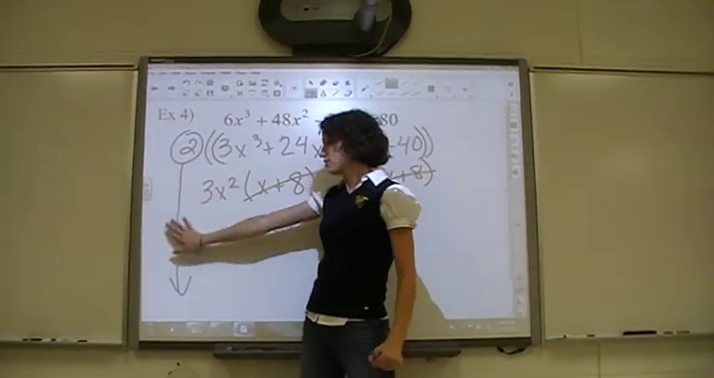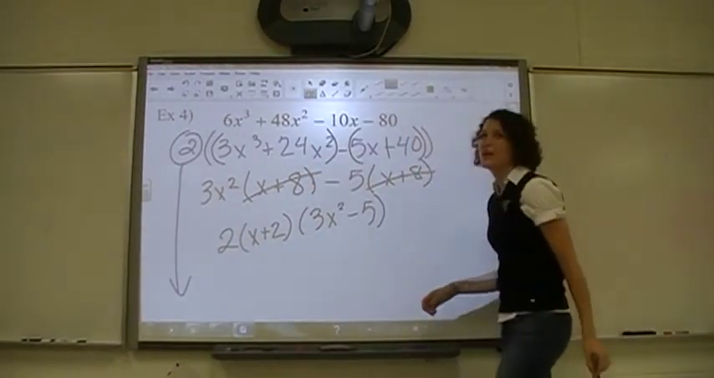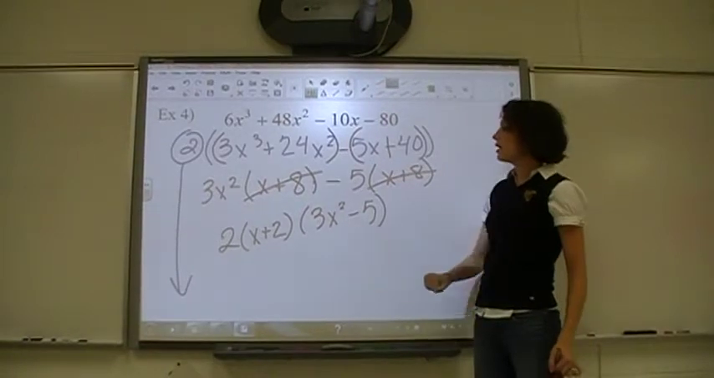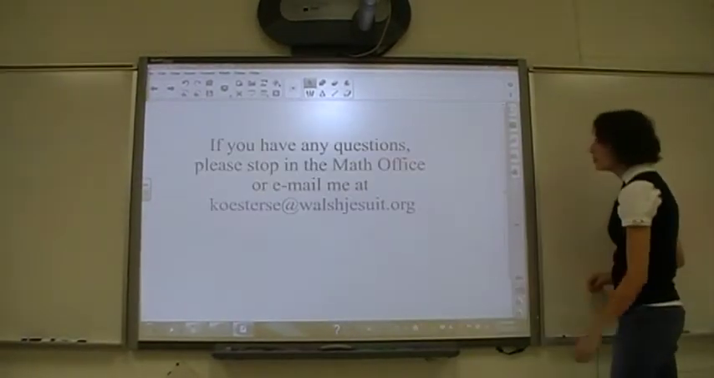Now, because you have this arrow coming down here, you need to put this 2 out in front. So my answer is 2 times x plus 8 times quantity of 3x squared minus 5. All right, that is how you factor by grouping.